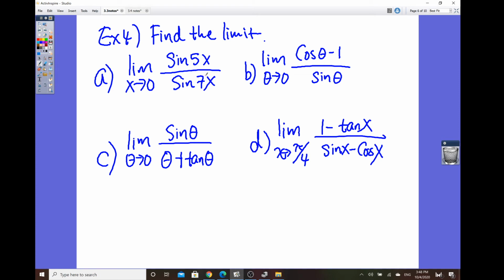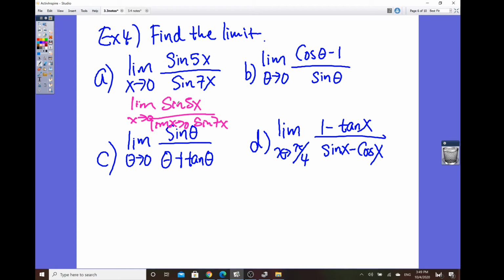So now what about this kind of problem here? Sine of 5x over sine of 7x. What you can do here is just separate it out first. So let's say the limit as x goes to 0 of sine of 5x, and then the other one, it's division, right? So we can always separate it. The limit as x goes to 0 of sine of 7x.